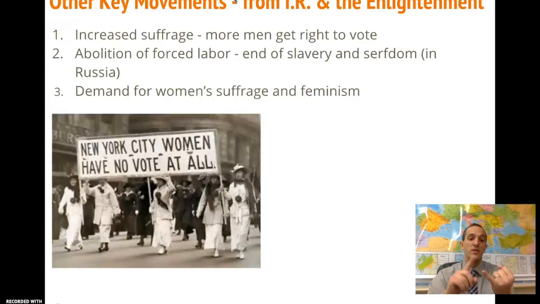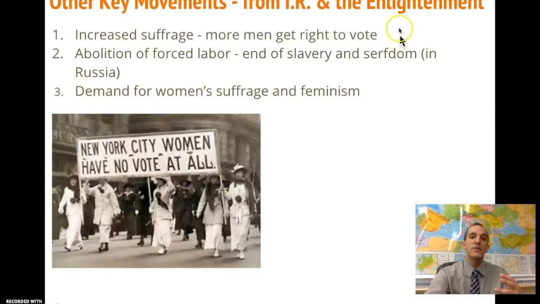So by 1900, black people theoretically are supposed to have the right to vote. Also, in many countries, when they created democracy, only landowning men could vote. Now, by the end of this period, if you're a working class person and you don't own land, you're also given the right to vote. So you have more people voting.